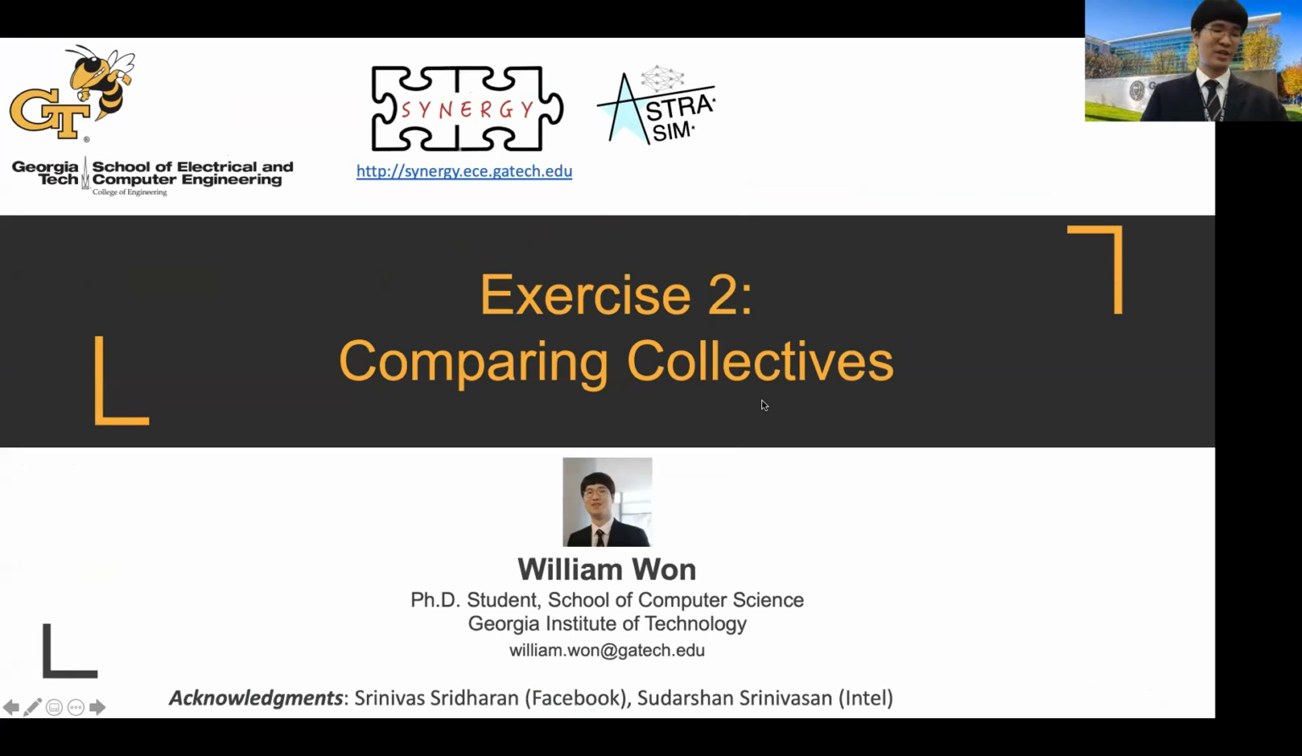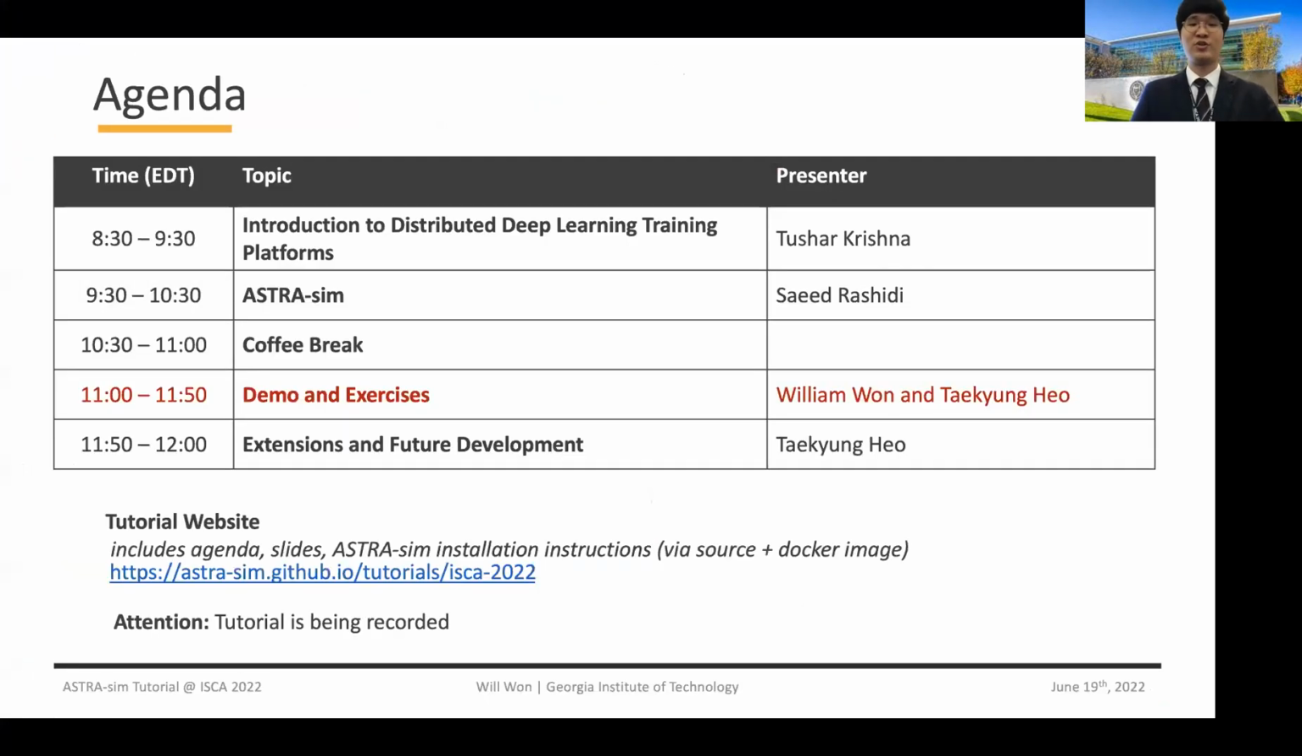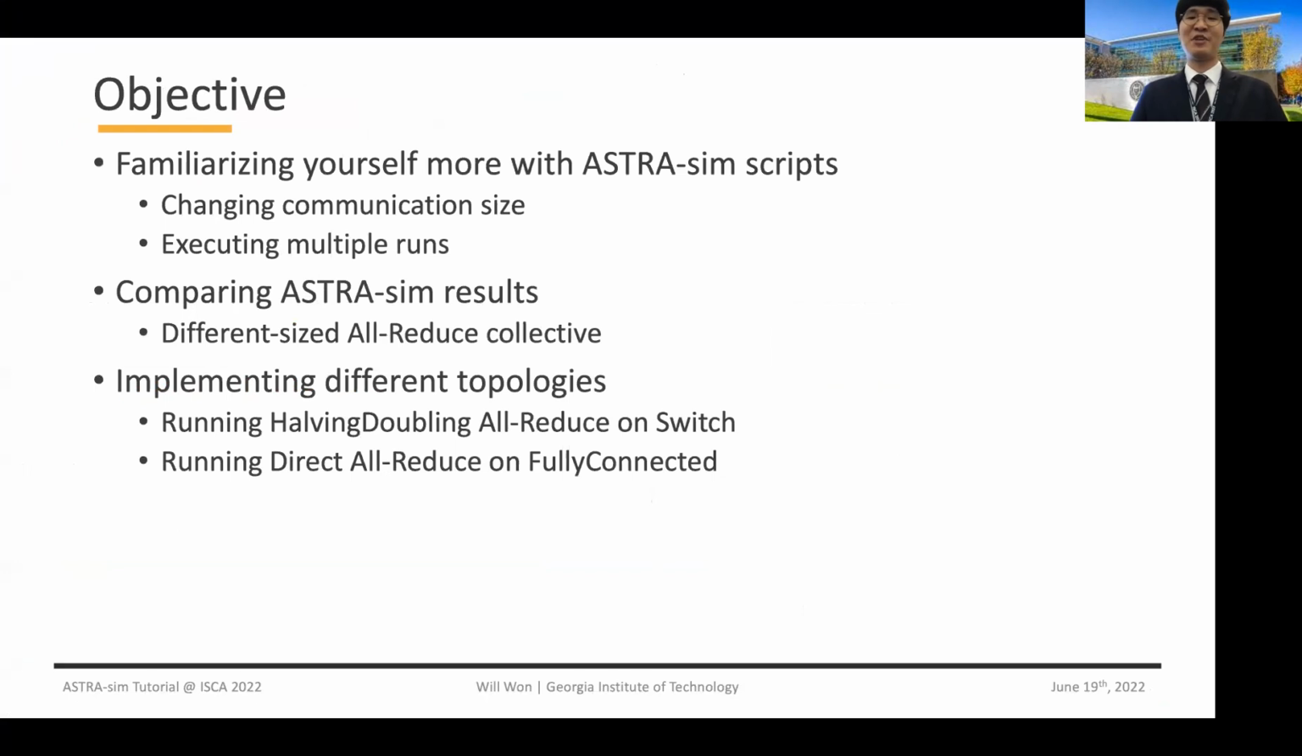Now we're on exercise 2, which is using some more advanced features of ASTRA-sim. You can easily change communication size, and you can run multiple runs simultaneously. Using this feature, I want to run several other all-reduce collectives and compare those results.